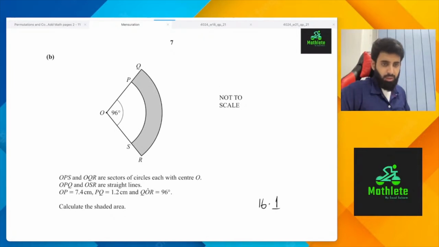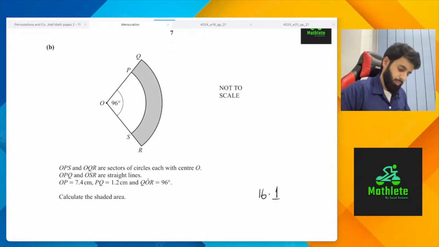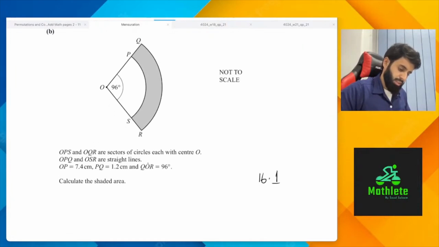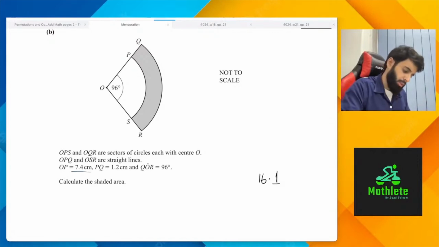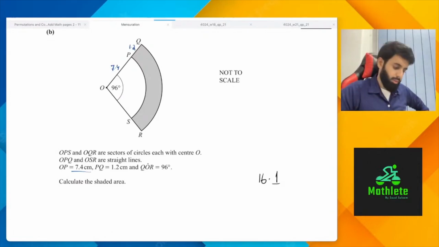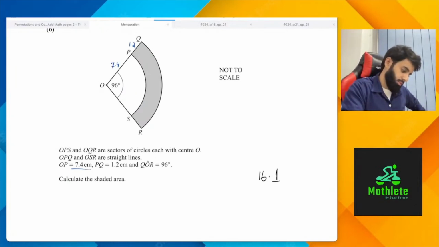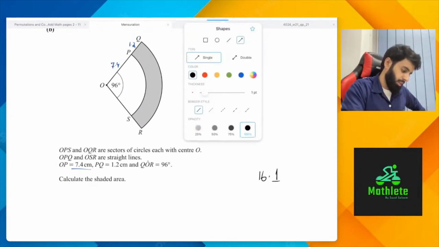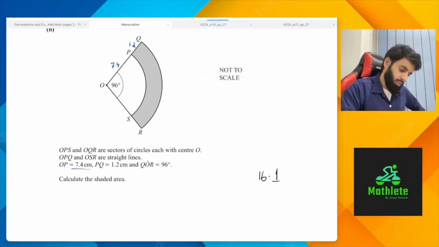Then you would have had to take the cube root towards the end. Okay, here's part B. Part B says calculate the shaded area. Theoretically, so let's read the question also. OPS and OQR are sectors of circles, each with center O. OPQ and OSR are straight lines. ठीक है, useful information. OP is equals to 7.4, so this is 7.4 that you see, and PQ is 1.2. Okay, so theoretically, tell me how exactly are we going to work this out? Just tell me theoretically, okay? Don't start solving it. We'll do that together.